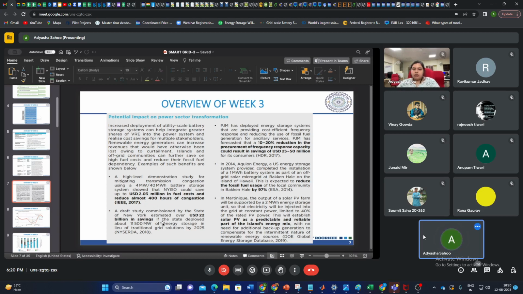Similarly, in New York, they are estimating $22 billion of savings in the bill if they employ 11,500 megawatts of energy storage. And these are proposed solutions or studies that they are doing before deploying the batteries. Similarly, we have PJM and other case studies.